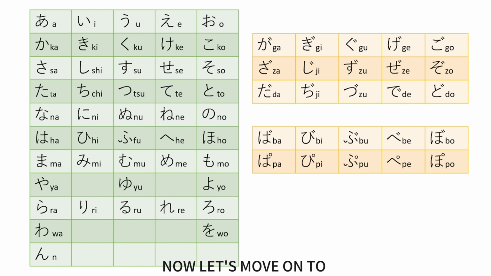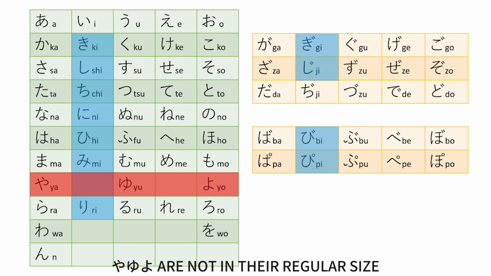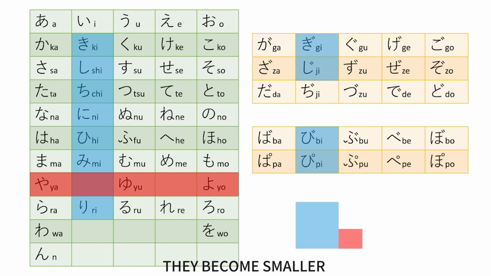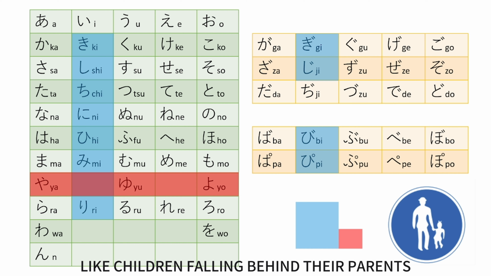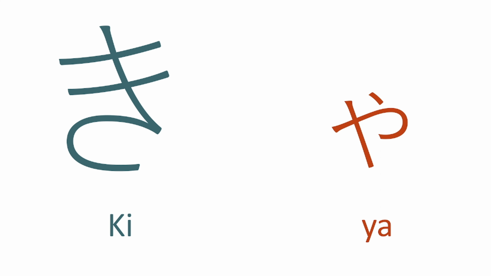Now let's move on to more combinations with ya, yu, yo. At this point, ya, yu, yo are not in their regular size. They become smaller. When writing ya, yu, yo, it should be written smaller, like children falling behind their parents. For example, adding a small ya to ki turns it into kya.